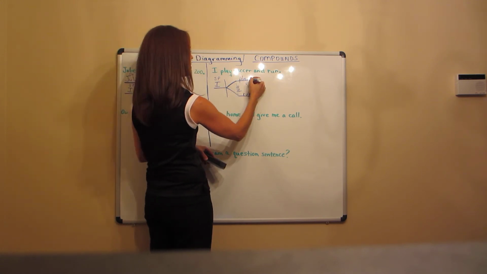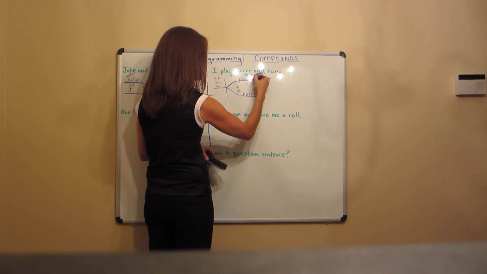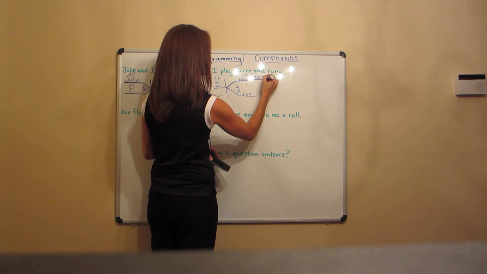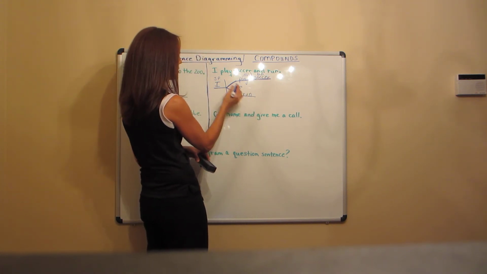I play. Play is your action verb. Since it's an action verb, it gets a straight line and a direct object. I play what? Soccer. Soccer is your direct object, and is your conjunction.